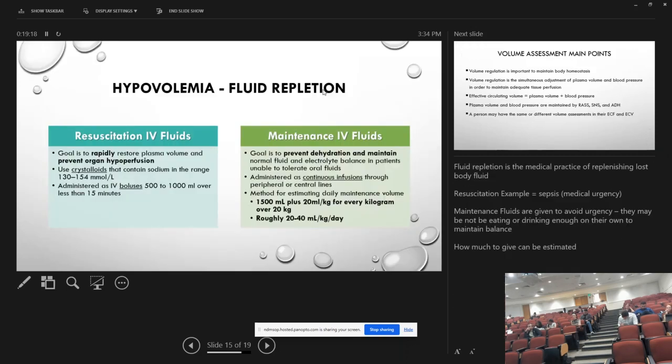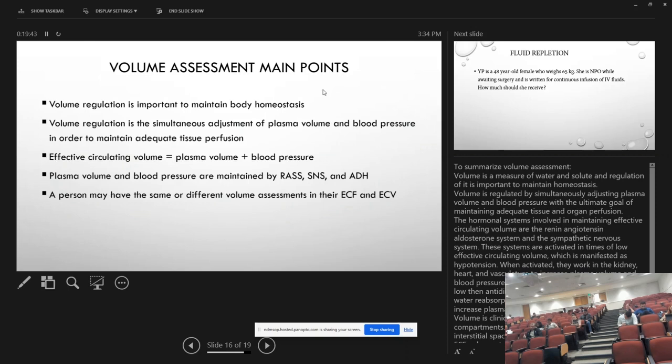Any questions on fluid repletion? So this one, you're going to use crystalloid. This one, you don't really have to use crystalloid. You can use a combination of D5W and crystalloid, but you're probably not going to use 0.9% normal saline on maintenance fluids, generally. So remember, volume regulation is super important to maintain body homeostasis and to make sure our organs are perfused.